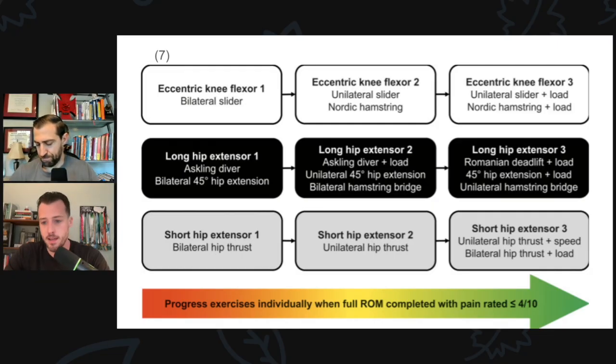For phase 3 of that long hip extensor, they progressed to a Romanian deadlift with load, the 45-degree hip extension with load, and then a unilateral hamstring bridge. And then for the short hip extensor one, they did a bilateral hip thrust. The phase 2, they progressed to a unilateral hip thrust.